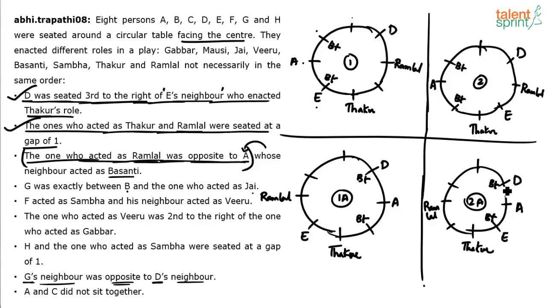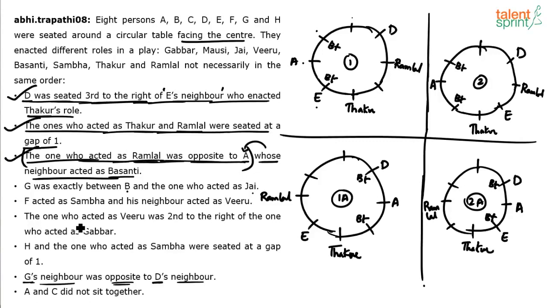Again, no point in duplicating each case now: 1B, 2B, 1C, 2C, and taking the respective positions of Basanti. That will make life even more complex, right? So let's understand that point number 3 has been considered. There are multiple possibilities for Basanti's position. Now, G was exactly between B and the one who acted as J. Now G, B, J, nobody has been marked, so no point in using it. F acted as Samba and his neighbor acted as Viru. Now F, Samba, Viru, nothing has been marked, so forget about it.